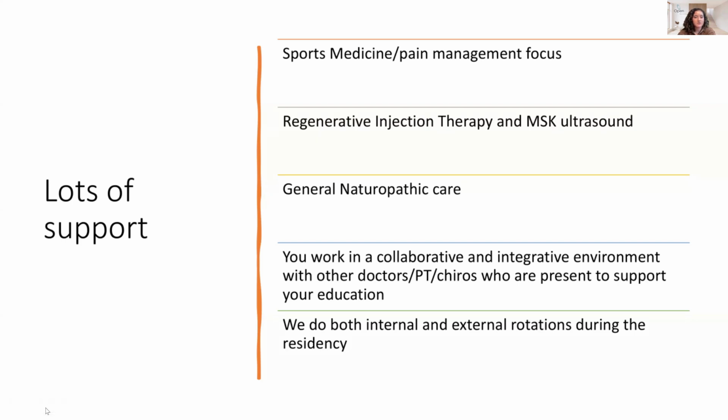In this clinic, you work in a collaborative setting and an integrative environment with other doctors, with PTs, chiros that we have in office. Dr. Chang believes in collaborative care to improve patient outcomes. That's something really special about this clinic, that there is true collaboration with other practitioners in order for patients to get better, not only in the short term, but also in the long term. And in addition, there are both internal and external rotations during the residency, and a lot of them are going to be what you're interested in.